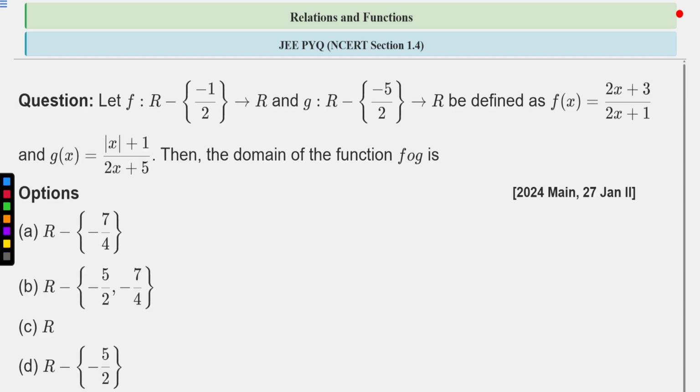Let function f be defined from R to R minus minus 1 by 2, and g be defined from R minus minus 5 by 2 to R, as f(x) equal to (2x plus 3) upon (2x plus 1), and g(x) is equal to the absolute value of (x plus 1) upon (2x plus 5). Then we need to find the domain of the function f of g. The options: A, all real values except minus 7 by 4. Option B is all real values except minus 5 by 2 and minus 7 by 4. Option C is all real values, and option D is all real values except minus 5 by 2. Clear?